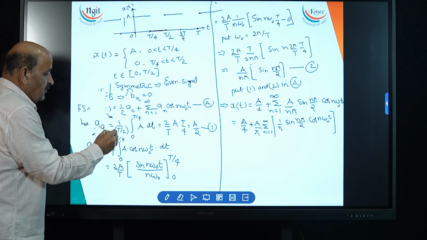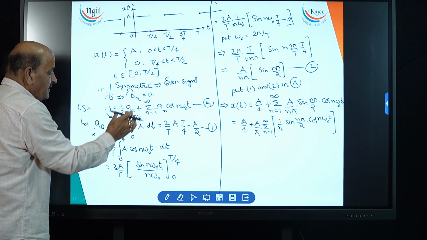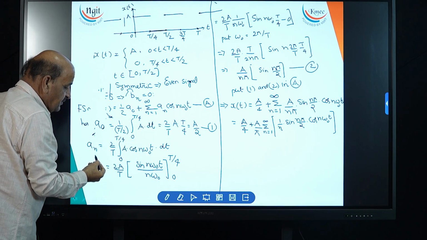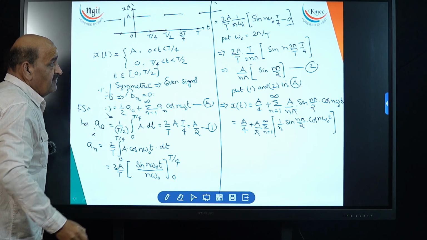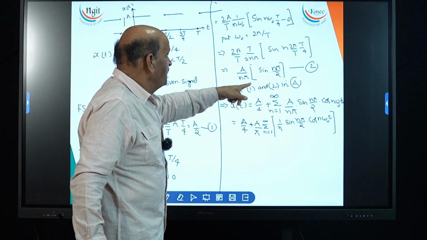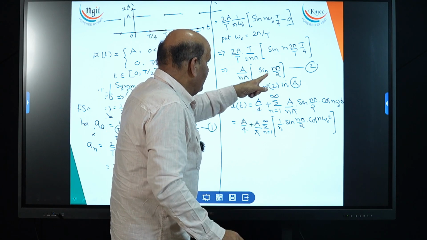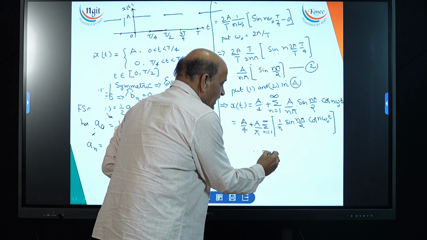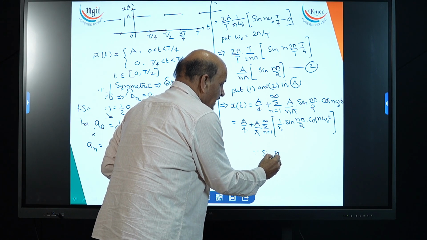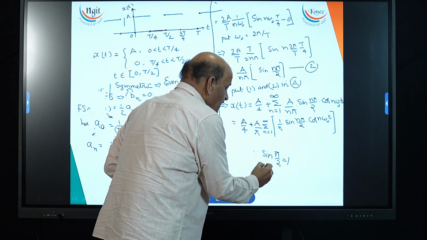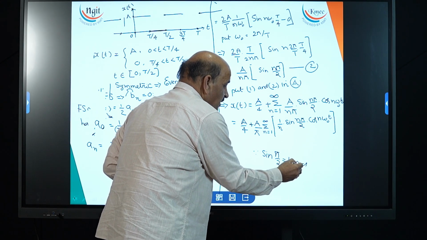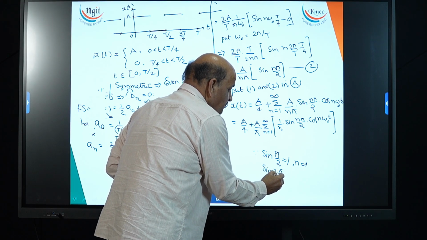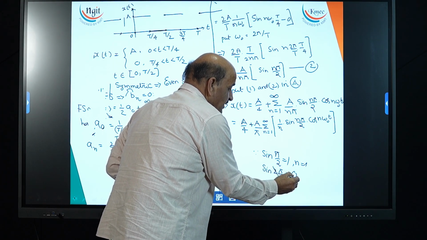So here, how to calculate a naught? This is a naught equal to 1 by T. Here T means the full length, T by 2. A is constant. We got the value. Next we got the an value by substituting this one. Here one more point: sin n pi by 2 we got, because sin pi by 2, the value is equal to 1 when n equal to 1. Now, when sine 2 times pi by 2, that means sine pi, sine pi equal to 0.